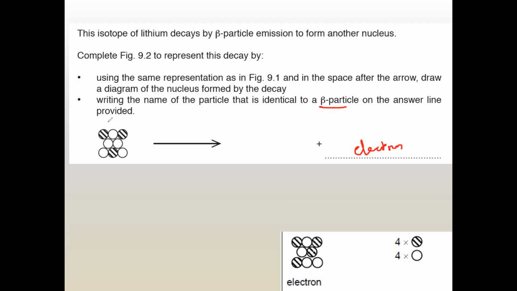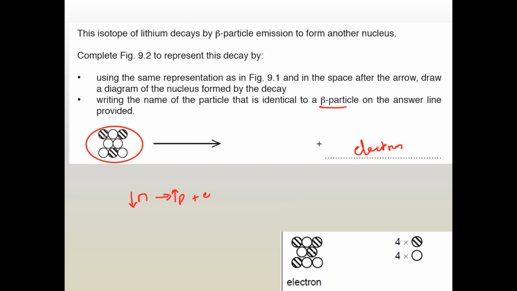Now we have to show the nucleus. This is the nucleus because the radioactive radiations are emitted out from the nucleus. So we have to show the new nucleus after emitting out beta. Basically what happened in a beta, one of the neutron breaks down into proton and electron. So neutron number should decrease and the proton number should increase.